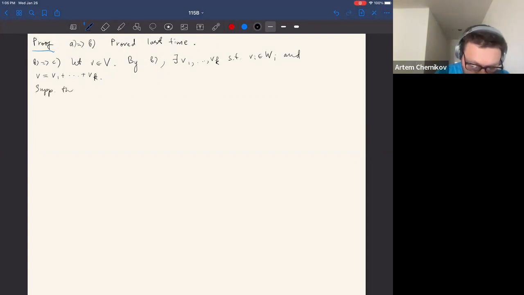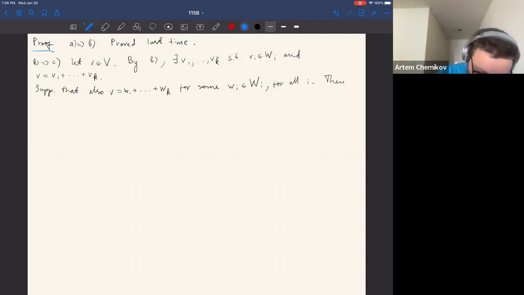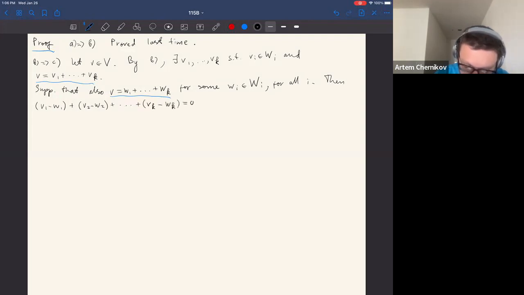So suppose that we also have that V is equal to w1 plus w2, et cetera, plus wK, for some vectors wi in the subspaces Wi, for all i. Suppose we can write V in some other way like this. These are just two ways of writing V, so these two sums have to be equal. Then regrouping the elements, we have that V1 minus w1, plus V2 minus w2, plus et cetera, plus VK minus wK is equal to zero, because these two sums are equal. Just regrouping, we see that the sum of the corresponding differences has to be zero.